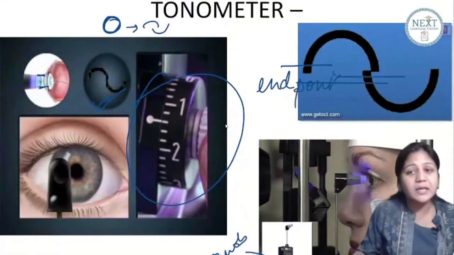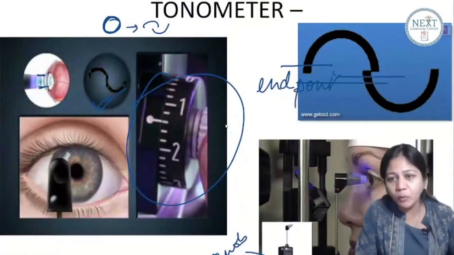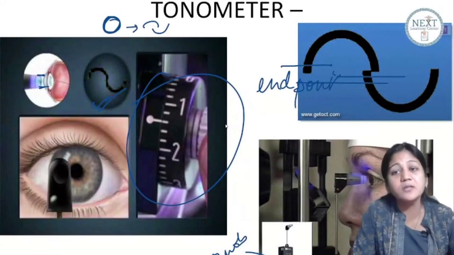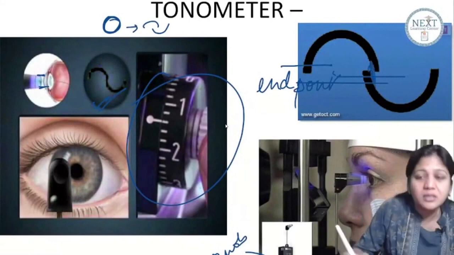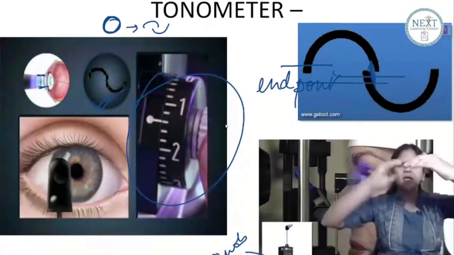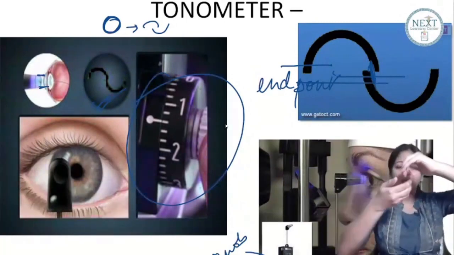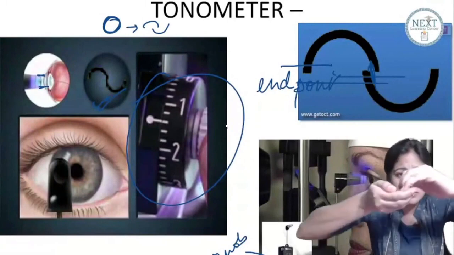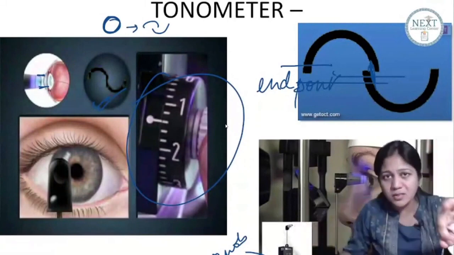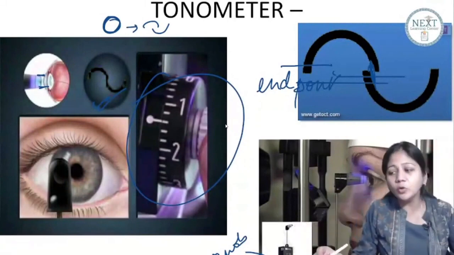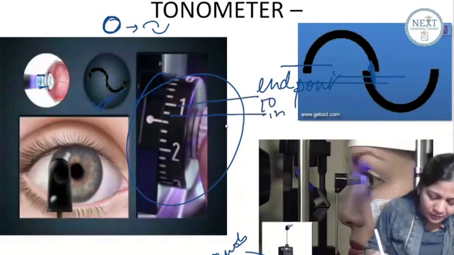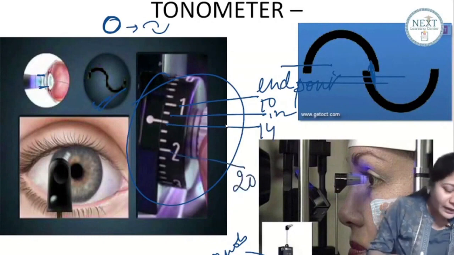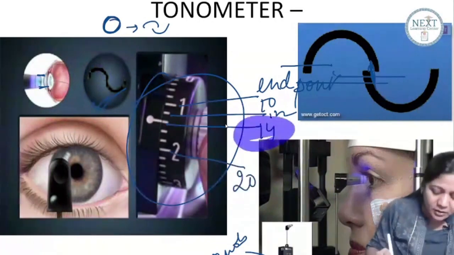When you see this on the patient's cornea, what is this point? It shows the inner mires are touching each other. Can you see? The inner mires are touching each other, something like that. So this is the end point. The moment you see this, you stop, and then you note down the reading. What is the reading? This is 10, this is 12, this is 14, this is 20. So now my reading is 14 millimeters of mercury.